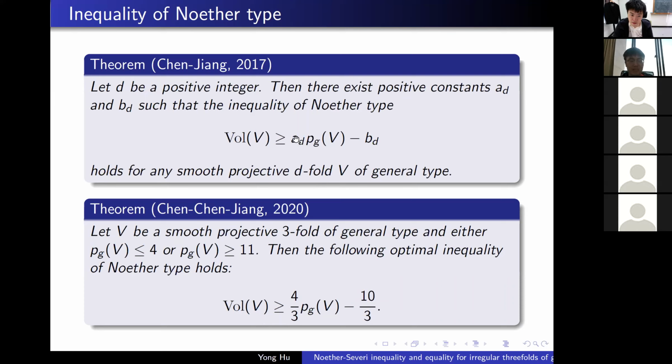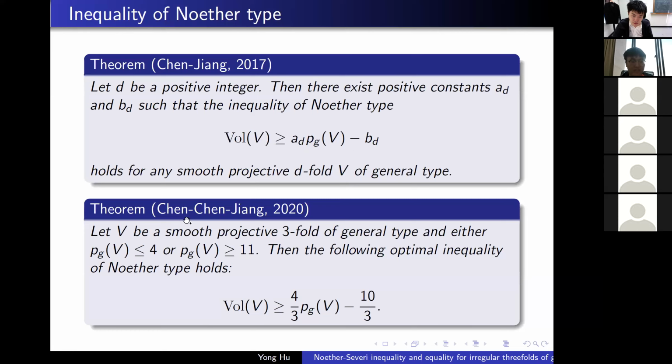But this is only a theorem for existence. We don't know the effective number of a_d and b_d. When d is equal to 2, by the classical Noether inequality, we know that we can take a_2 is 2 and b_2 is 4. And when d is equal to 3, we have the following optimal results.